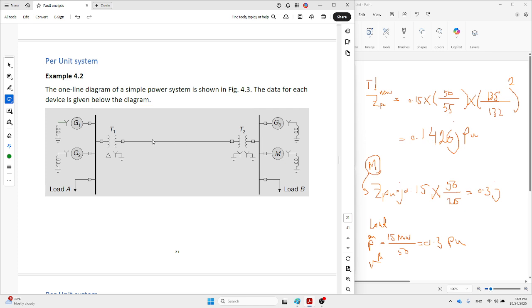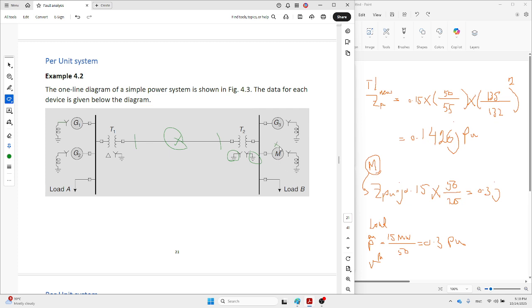Then we have a transmission line. You can see this is the transmission line. Then transformer number 2, whose primary and secondary sides are Y grounded. And then at bus B, we have a generator, generator 3. It's grounded by a reactor. And then we have a motor, the same.